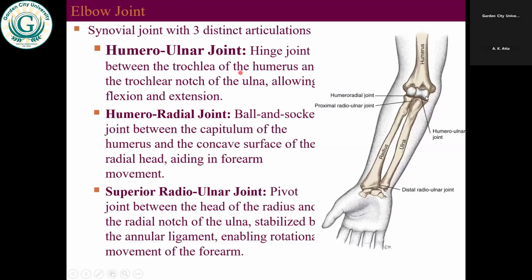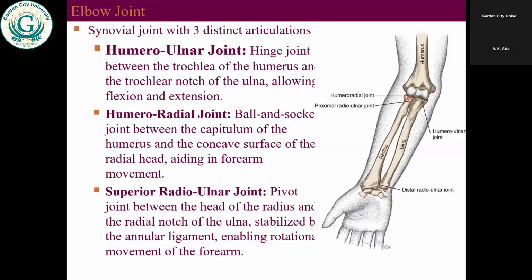The trochlea, the whole of this is the condyle. This is the trochlea and this is the capitulum. So the trochlea fitting into the trochlear notch is the humero-ulnar joint. Then you know that this capitulum, this one here, is also forming another joint.